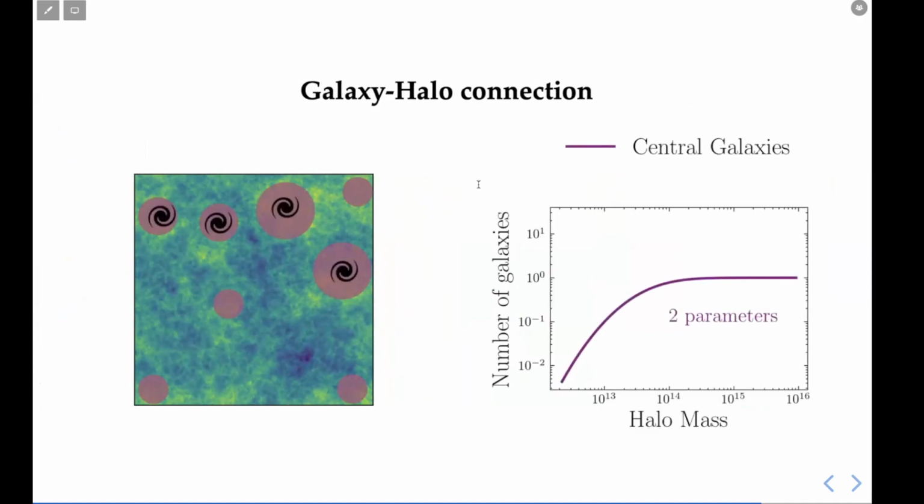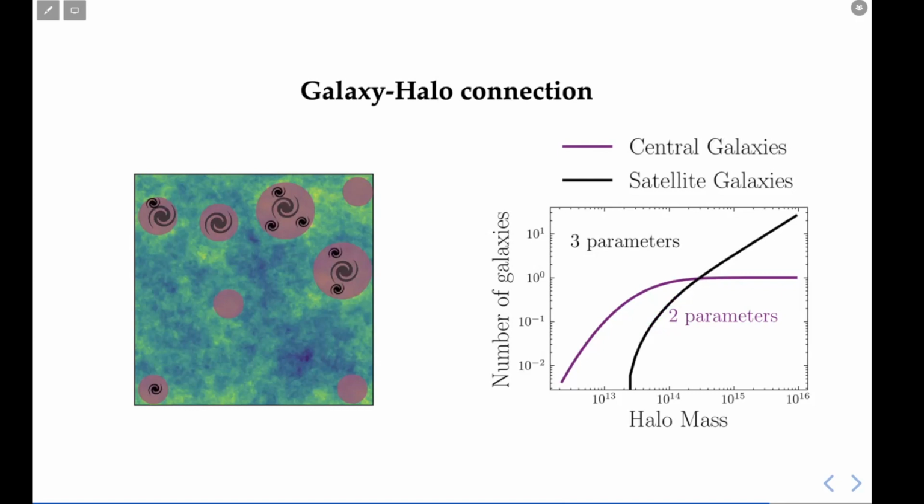So we've been using a halo occupation distribution model, so-called HOD, to determine what is the mean number of galaxies as a function of halo mass that we need to sample for each of these halos. So the distribution of central galaxies is parameterized by two free parameters. So that tells you what's the mean number of centrals you will expect per halo. And then we have another set of galaxies that are orbiting around the main halo, which are called satellite galaxies. And their distribution is parameterized by three free parameters.